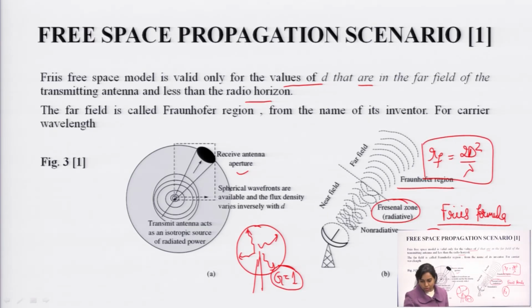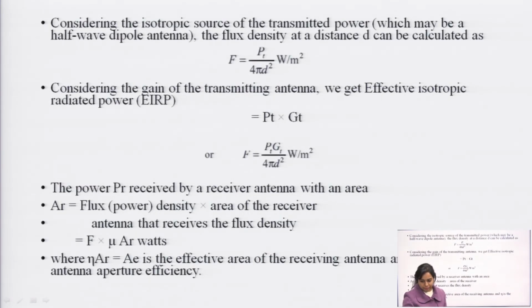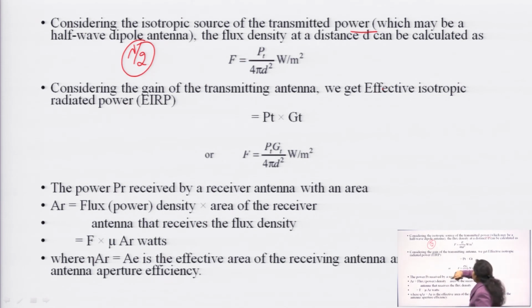Now, we are going to calculate the formula for received power. So, we have to consider an isotropic source of transmitter, which may be a half wave dipole antenna. Half wave dipole antenna means its length will be equal to lambda by 4. The flux density at a distance d can be calculated by Pt upon 4 pi d square, its unit is watt per meter square. Now, here we have considered the isotropic radiator or the isotropic source.